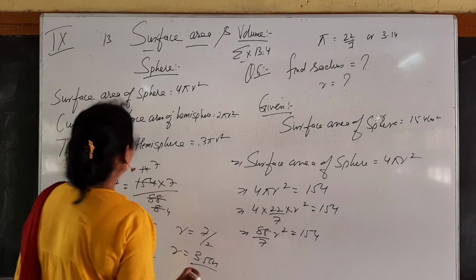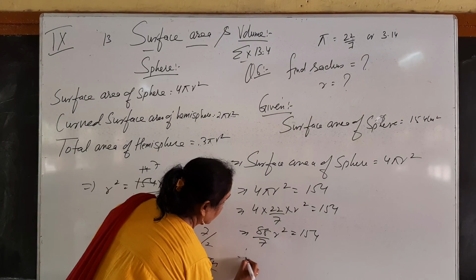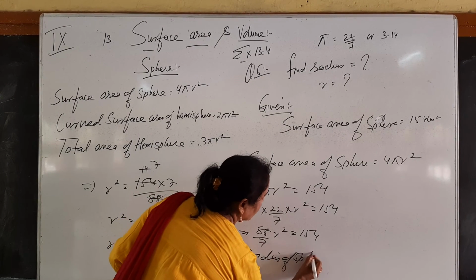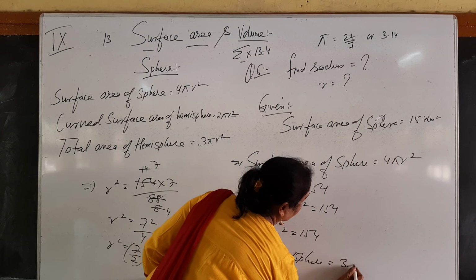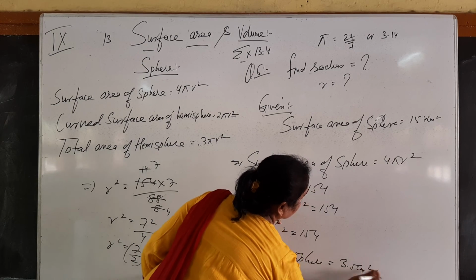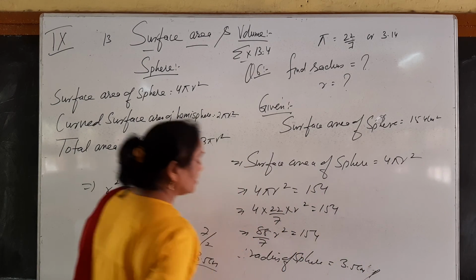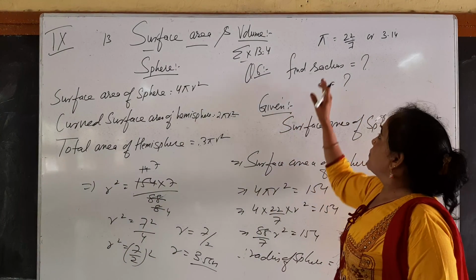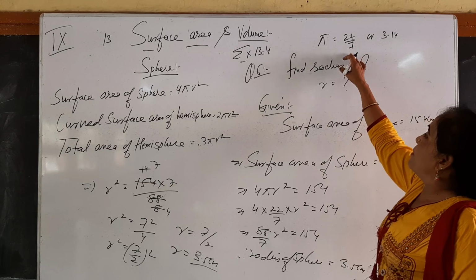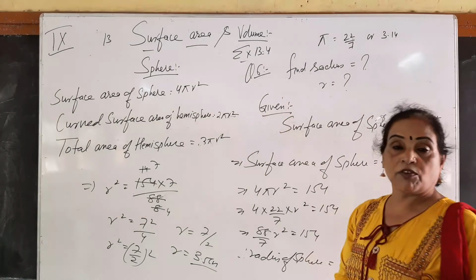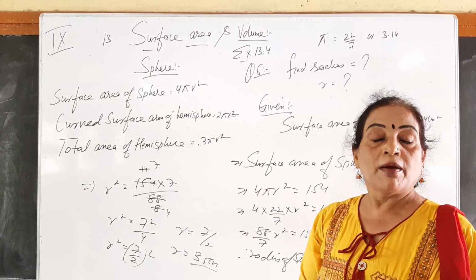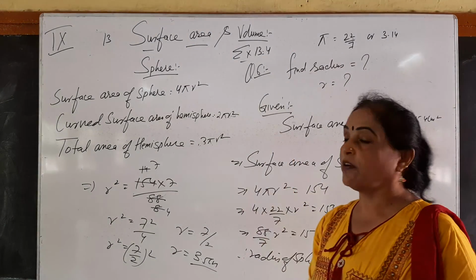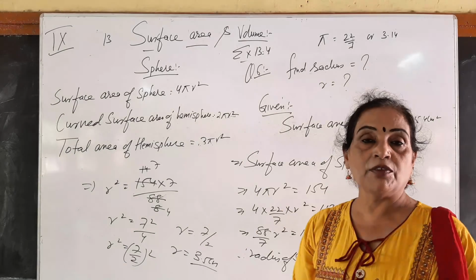Therefore, radius of sphere is equal to 3.5 centimeter. Radius is given, so it is centimeter. Here we have to use the value of pi as 22 by 7 or 3.14. When it is not given, you can use 22 by 7. But if it is given, you have to use 3.14. So learn the formulas by heart and do the questions in your fair copy.